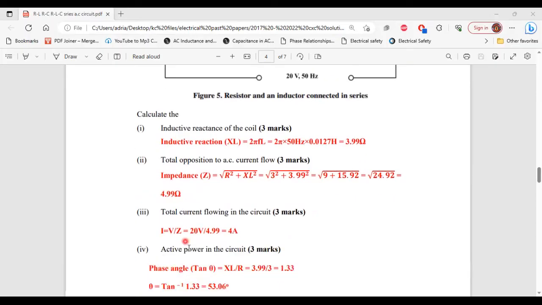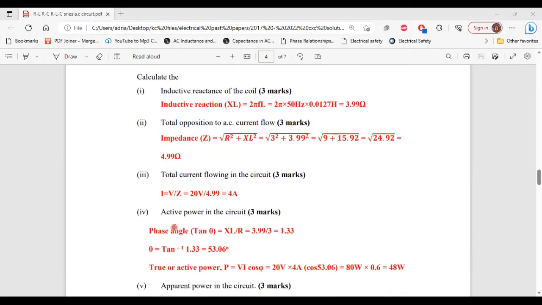So let's move on to part 3. It says to calculate the total current flowing in the circuit. So I is equal to V divided by Z. The voltage was given, which is 20 volts. Z is the impedance that we just calculated, which is 4.99. And 20 divided by 4.99 gives us 4 ampere. So that's the current flowing through the circuit.